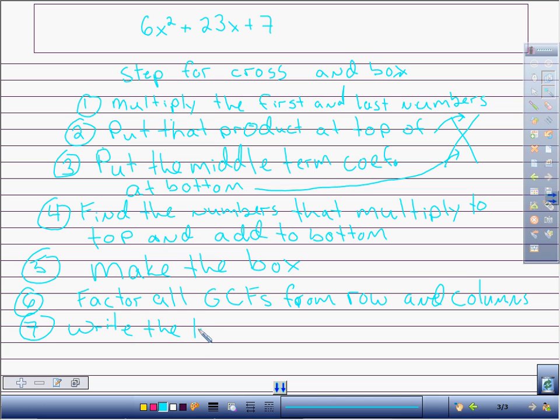trinomial. It's a trinomial quadratic. We'll just call it trinomial in factored form. Okay? So there's lots of steps here. And there's probably a couple steps in between here that I'm kind of skipping. But that gives you the basics.